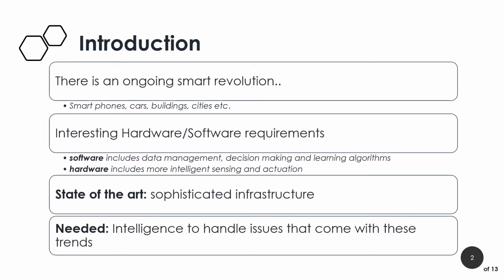So there is an ongoing smart revolution. We see these days that we have smart devices everywhere: smartphones, smart cars, buildings, cities, etc. Now these kinds of devices make the hardware and software requirements interesting. Software now includes tools for data management, decision making and learning algorithms. Hardware includes more intelligent sensing and actuation.